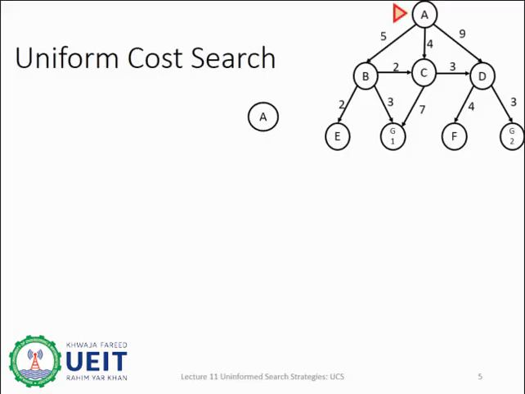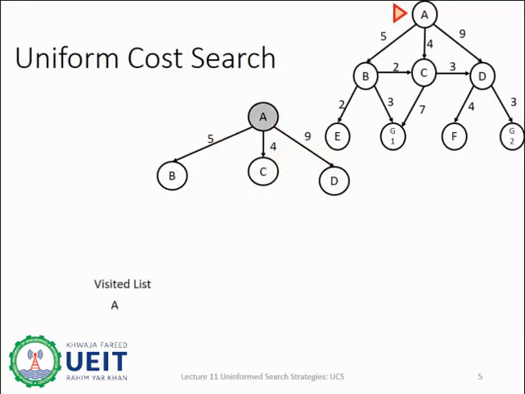Another name for UCS is cheapest first search. We will proceed by drawing the spanning tree of the problem. The search will start from the root node A. First of all, the search will look into the children of root node A, which are B, C, and D. Out of all these children, the minimum cost child would be found, and it is C, as you can go from A to C with the cost of 4 only. You can go from A to B with the cost of 5, and from A to D with the cost of 9. The minimum of all three is 4, and we will take the path from A to C with the cost of 4.